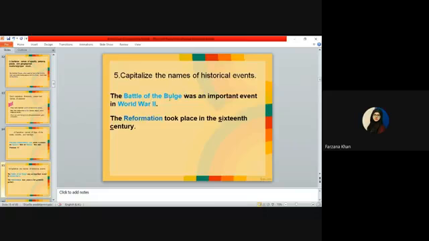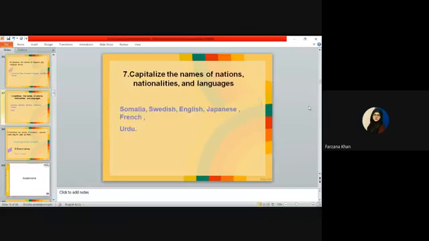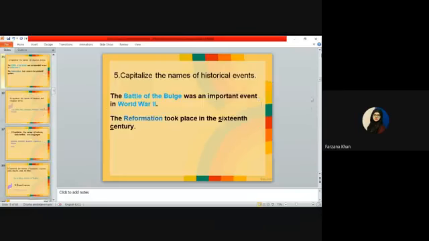But again, keep it in your mind, let me show you again, the preposition and the article have not been capitalized. Only the B of Battle and the B of Bulge have been capitalized. Similarly, World War II, you can see the W of World and the W of War have been capitalized. So you will always capitalize the first letter of the historical events.